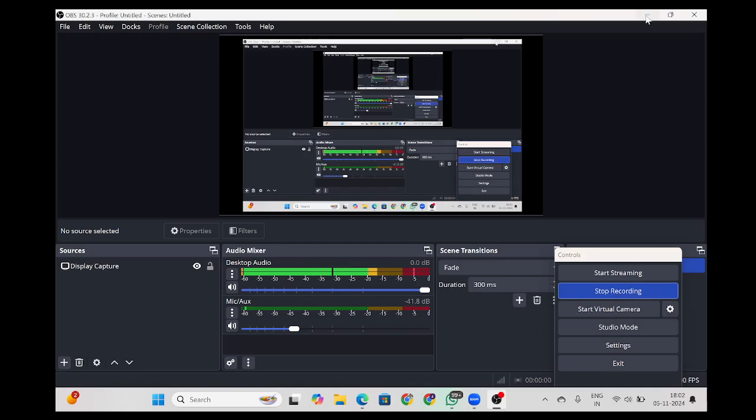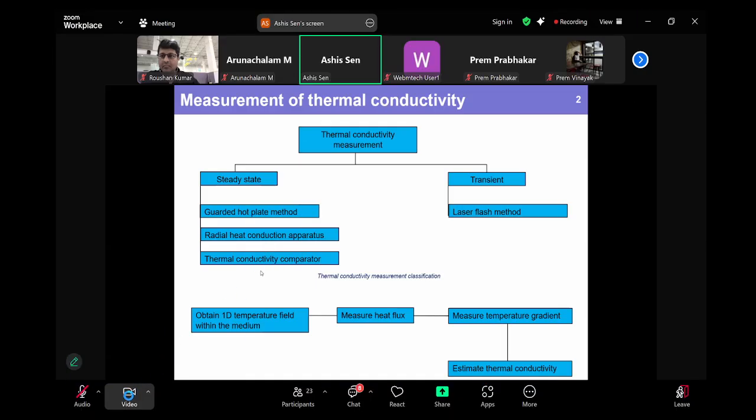Thermal conductivity comparator. So we are going to look at these three as far as steady state methods are concerned for thermal conductivity measurement. Then we have the transient approach also for thermal conductivity measurement. And here we are going to talk about the laser flash method.